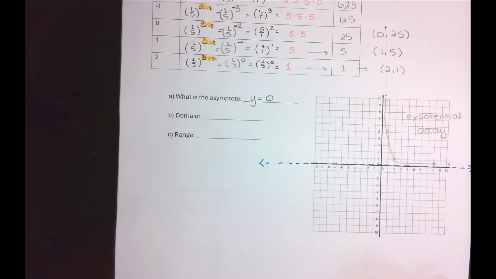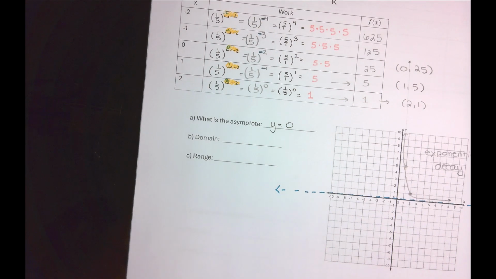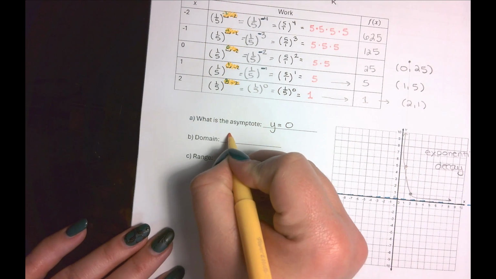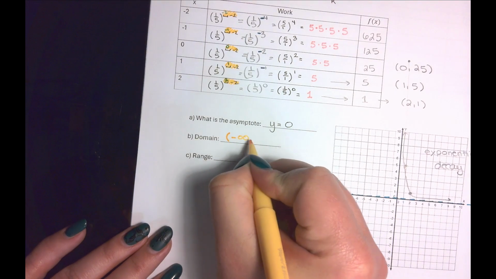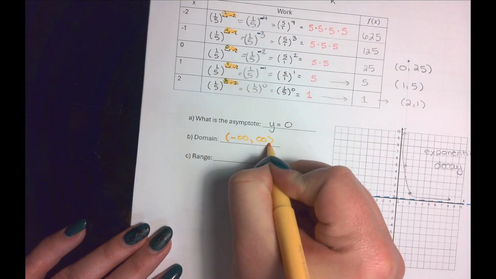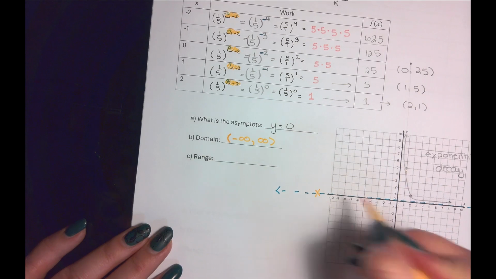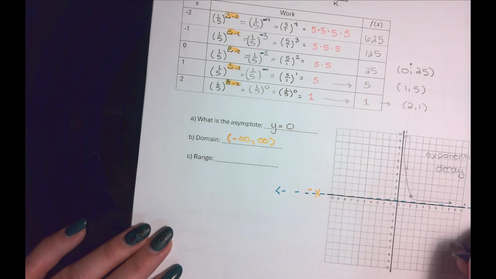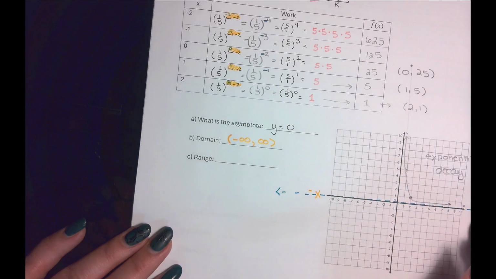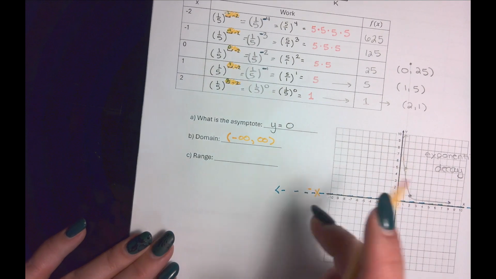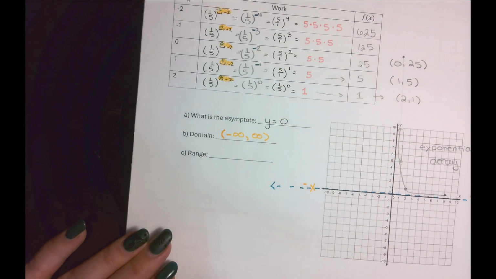Now let's talk about domain and range. Domain, no matter what your function is for an exponential, doesn't matter if it's growth, it doesn't matter if it's decay, or neither, domain is always going to be the same. You're going to go open parentheses, negative infinity, comma, positive infinity. These are all of your possible x values. So we can do any x that we want from the negative x's to the positive x's. That part doesn't change. It won't change.